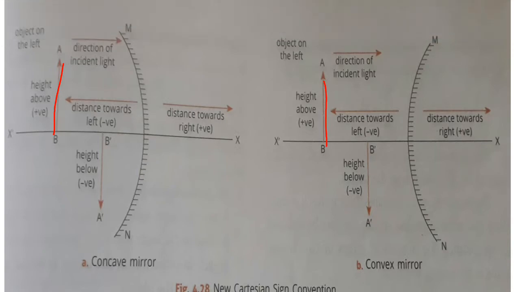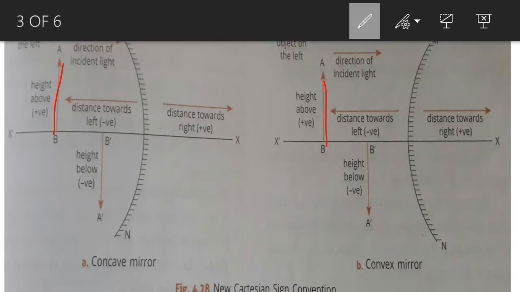Second, all distances parallel to the principal axis are measured from the pole of the mirror. The pole of the mirror is taken as the origin, meaning this point P will be taken as the origin. We have to measure towards the left in this manner, and towards the right in this manner. So all distances will be measured using P as the origin.